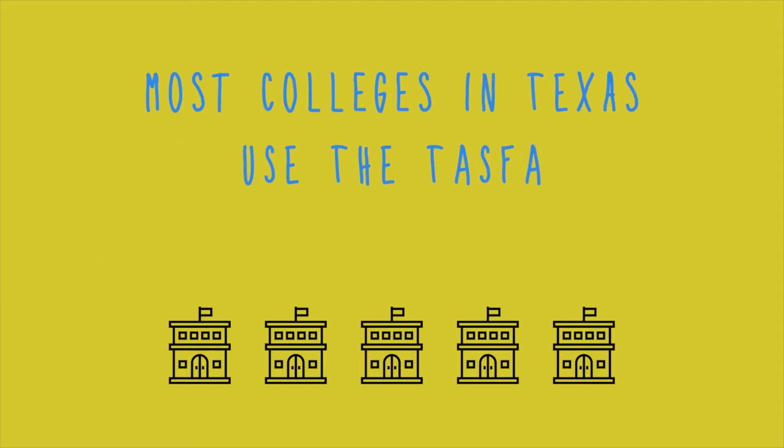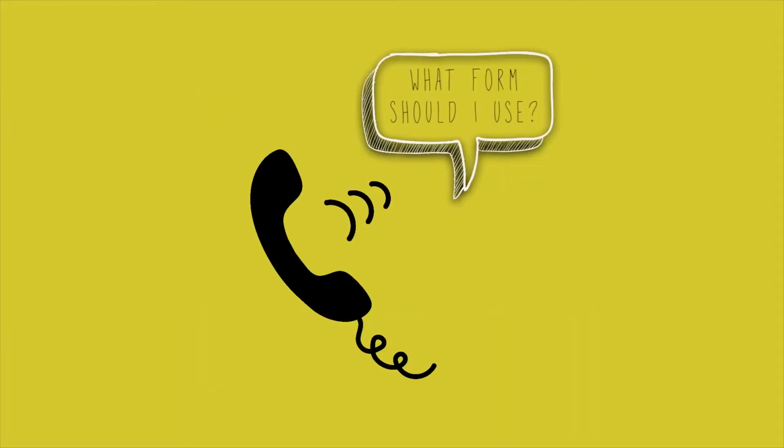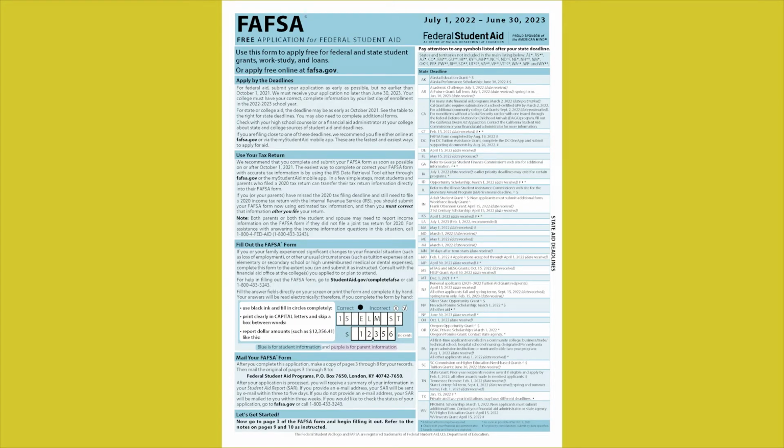Most colleges in Texas use the TASFA for awarding financial aid to non-federal aid eligible students. To see if the college you want to attend accepts the TASFA, ask someone in the financial aid office of that college what form to use. If not the TASFA, most likely they will have you complete a paper FAFSA, or they may have their own online version of the TASFA.